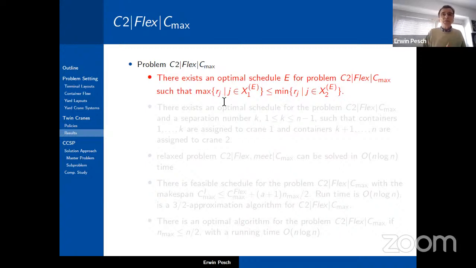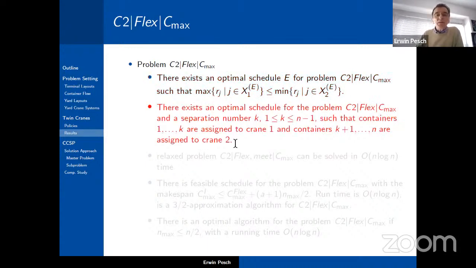Then it is immediately obvious that the left crane will not carry a container further to the right than the right crane to the left. So the most right position where the left crane drops a container is certainly left of the most left position where the right crane drops a container. If this was not the case, you could easily swap the assignment of these two containers and exchange them between the cranes, and you get a solution that is not worse. So you can order your containers by increasing bay number, and if you have n containers, you have somewhere a separation number k, so that you assign the containers 1 to k to the left crane and the containers k plus 1 to n to the right crane.